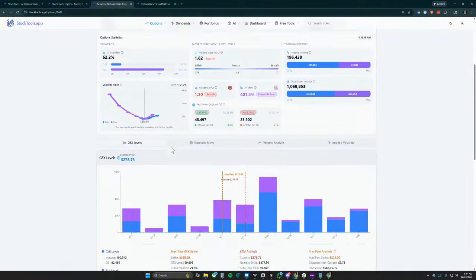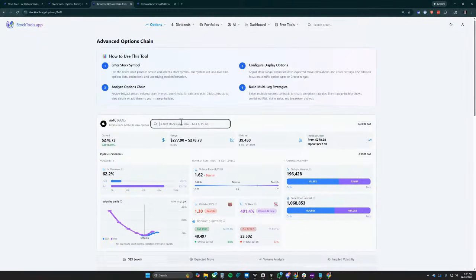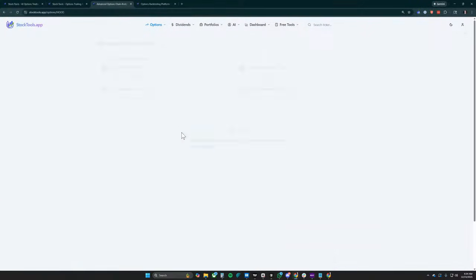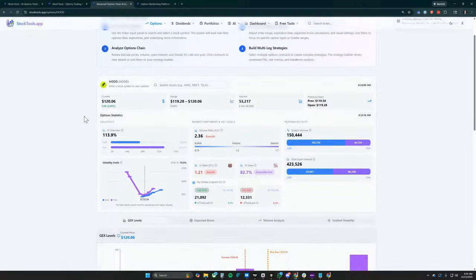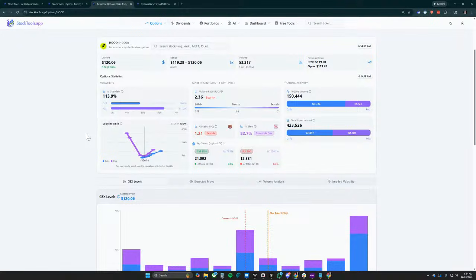Can we pull up Hood, since we talked about Hood earlier? Please. Yeah, I do trade that one as well. Yeah, that's a good one. Okay, good. Great. Thank you. 114% IV. Definitely great. Damn.